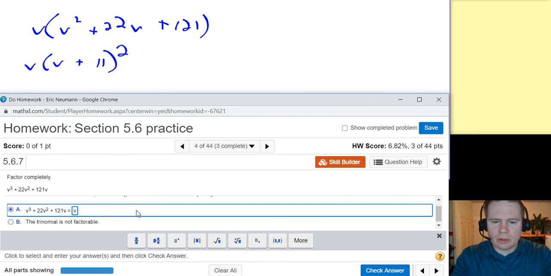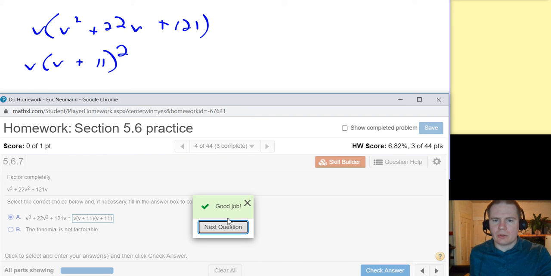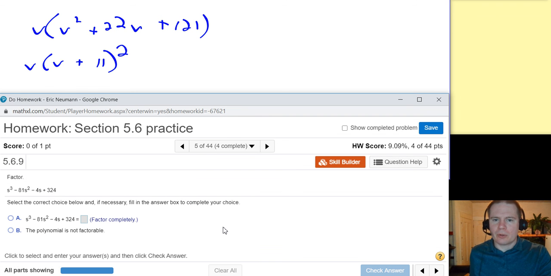So v plus 11. And just to confirm what I said before, you're allowed to write it out instead of using the square. There you go. All right, next one, s cubed.